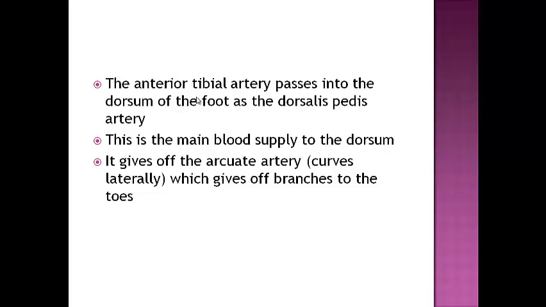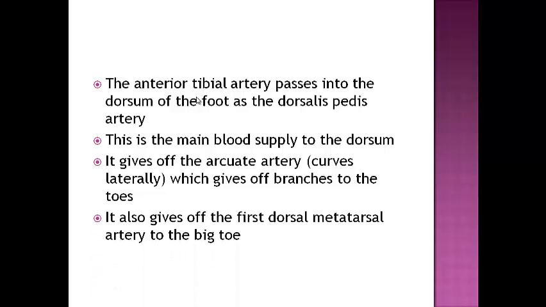It gives off something called the arcuate artery, which basically curves off laterally. And then from the arcuate artery, you've got branches going off to the toes. It also gives off something called the first dorsal metatarsal artery, and that ends up supplying the big toe. So the dorsalis pedis itself gives off an arcuate artery laterally that supplies the lateral four toes. And then the first dorsal metatarsal artery supplies the big toe.